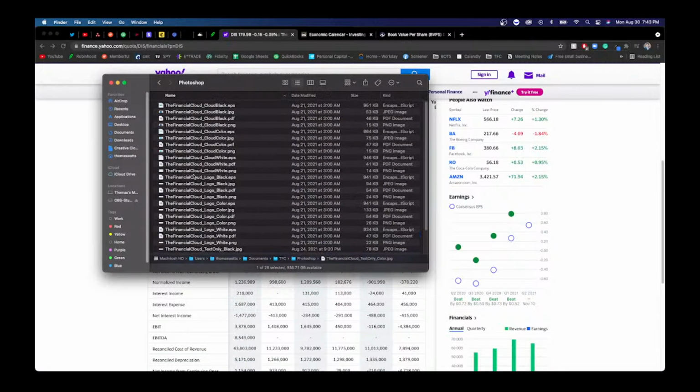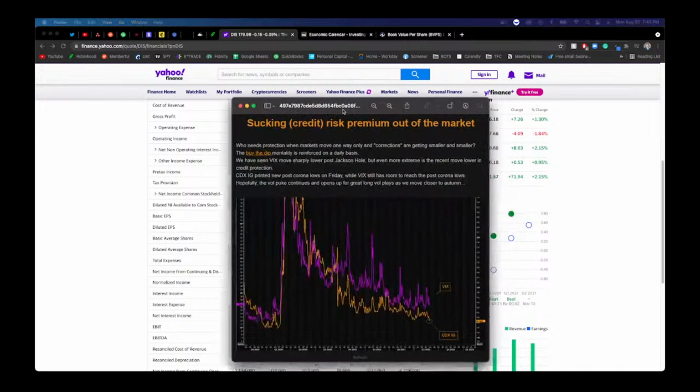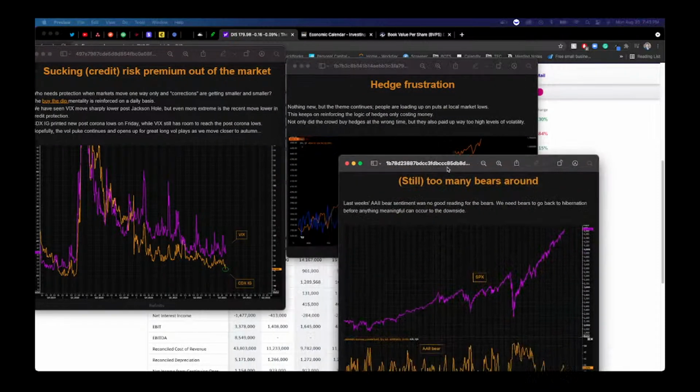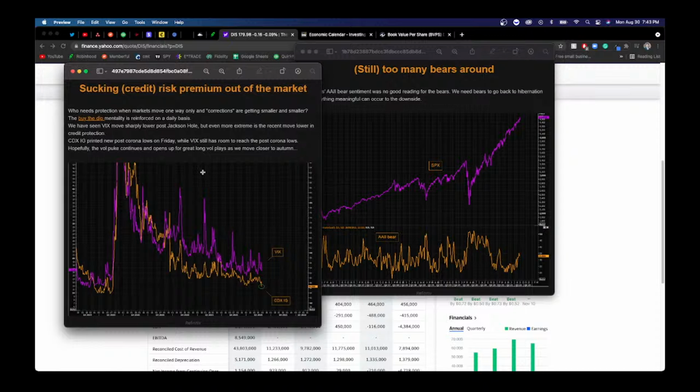All right, so Sig sent a few charts here. Let's just open them up and get these out of the way. One of the first ones he said, and these are going to be some interesting charts. Now, you may not know what the heck's going on, but let's just kind of dissect them. This first one: sucking credit risk premium out of the market. I'm going to read them out loud.